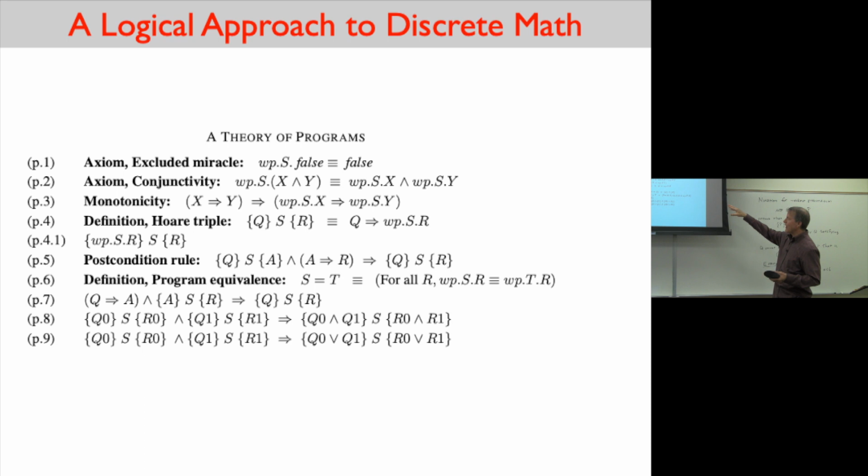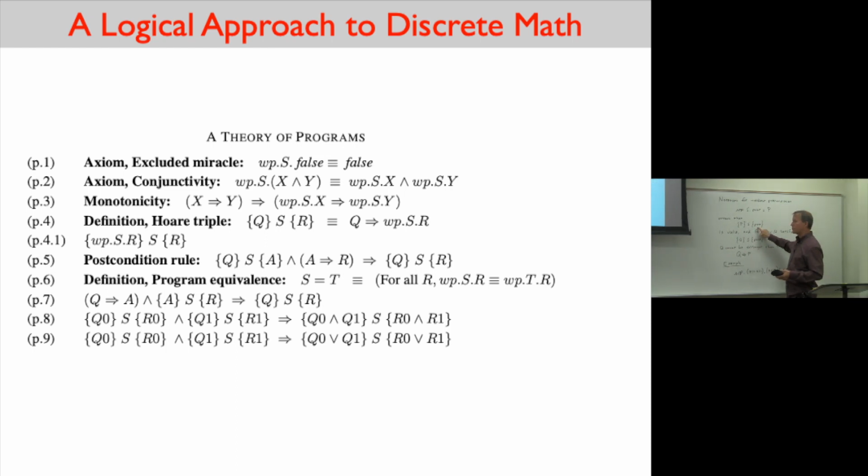Okay. So our excluded miracle says WP.S.false equivales false. That's our first axiom. There are two axioms that define weakest precondition. The second axiom is conjunctivity. What it says is that if you have a weakest precondition WP.S.(x and y), this would be S, and here for the post, you would have x and y, right?